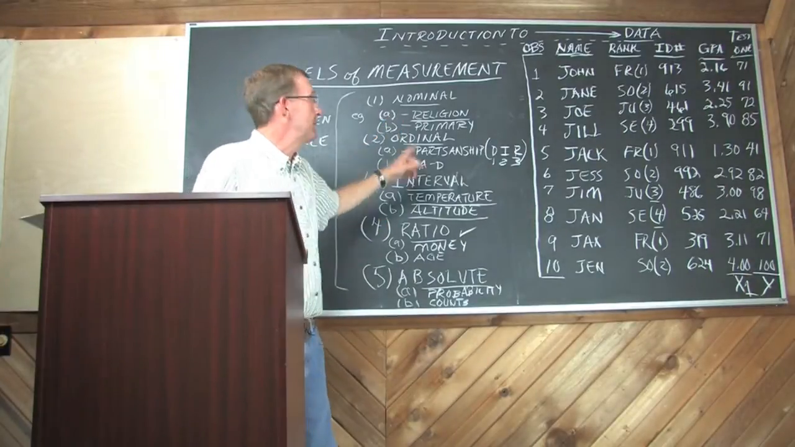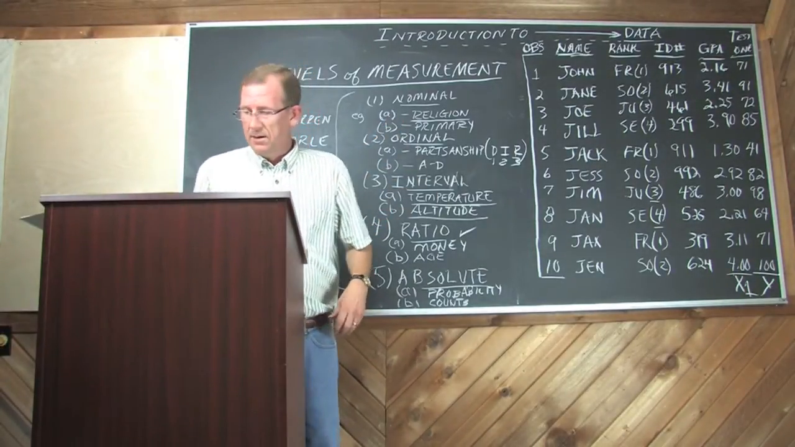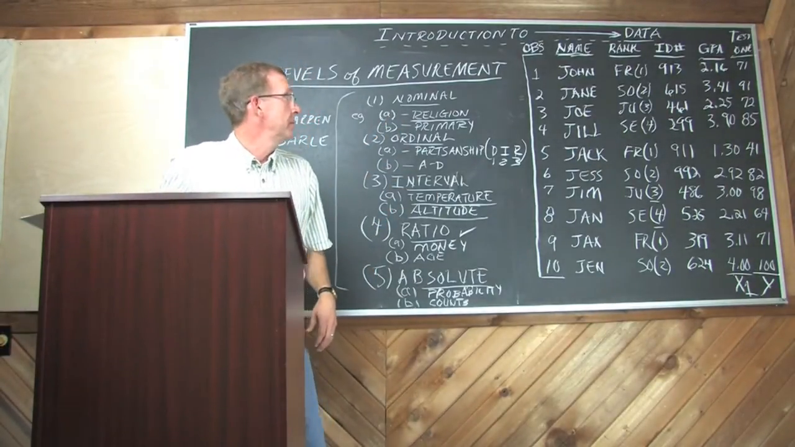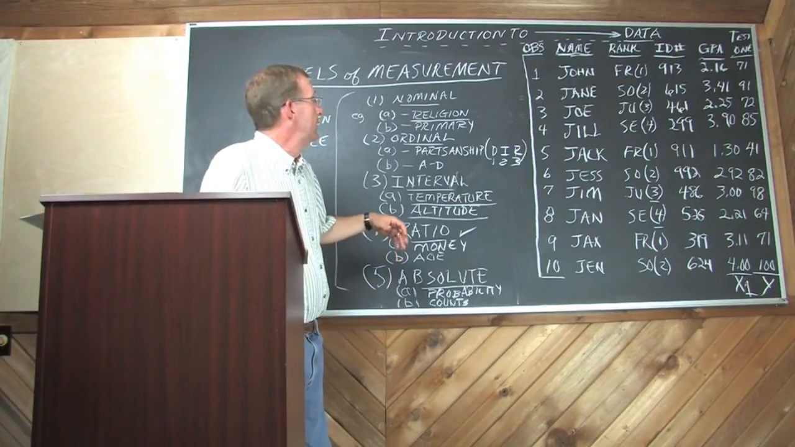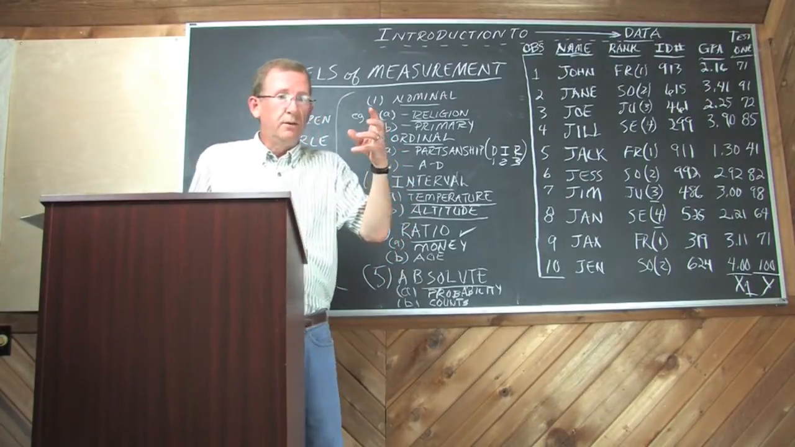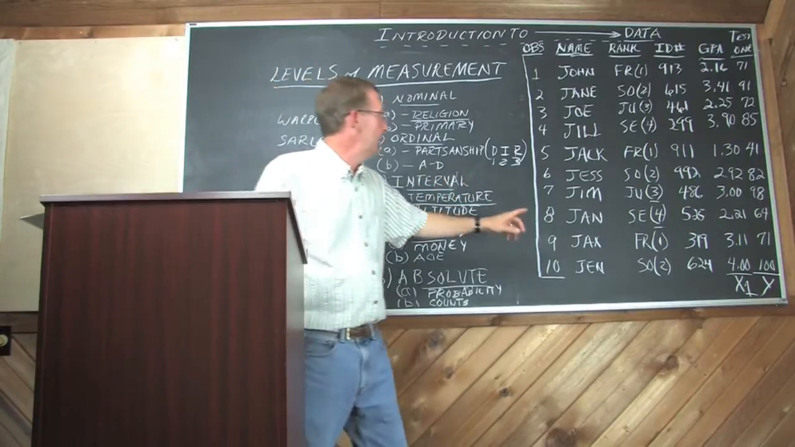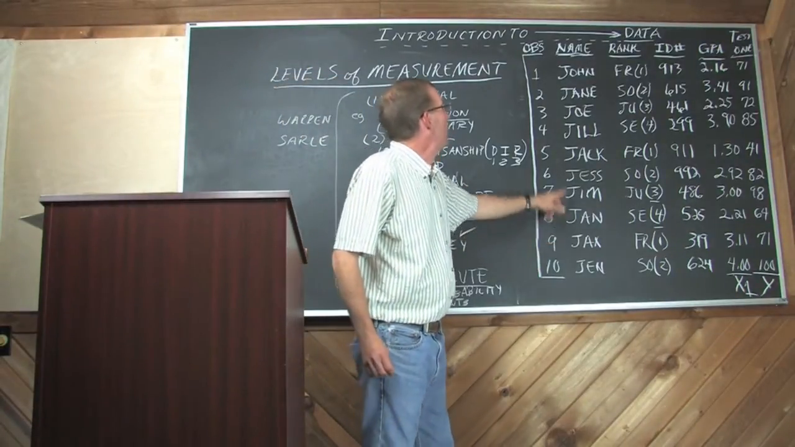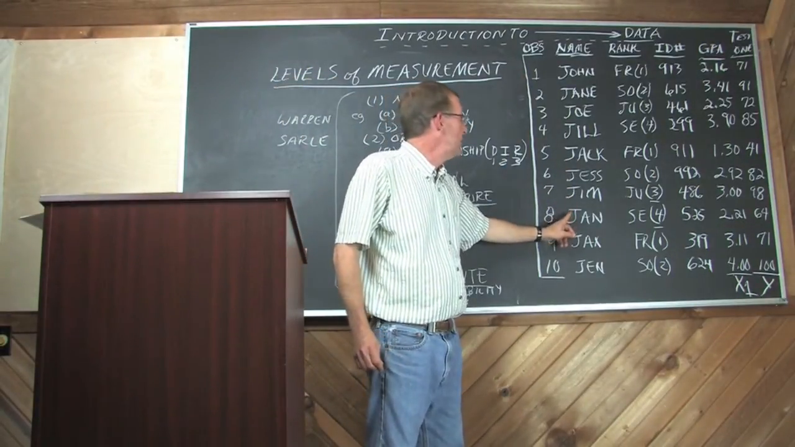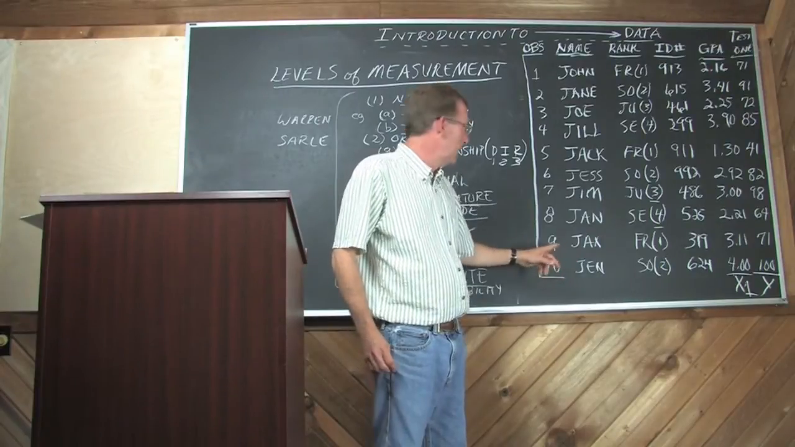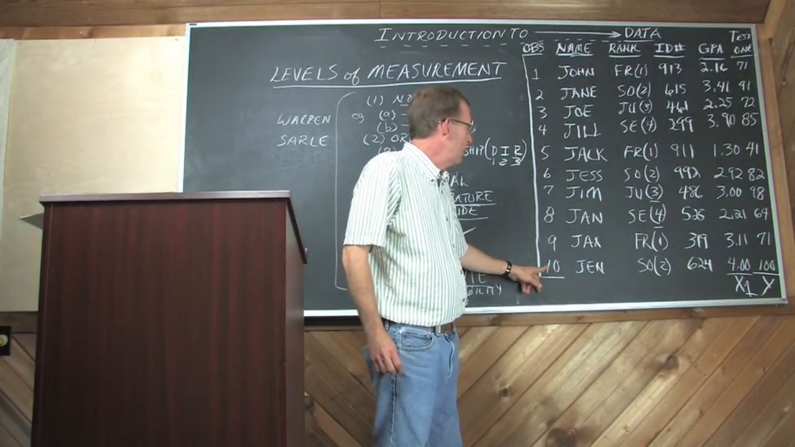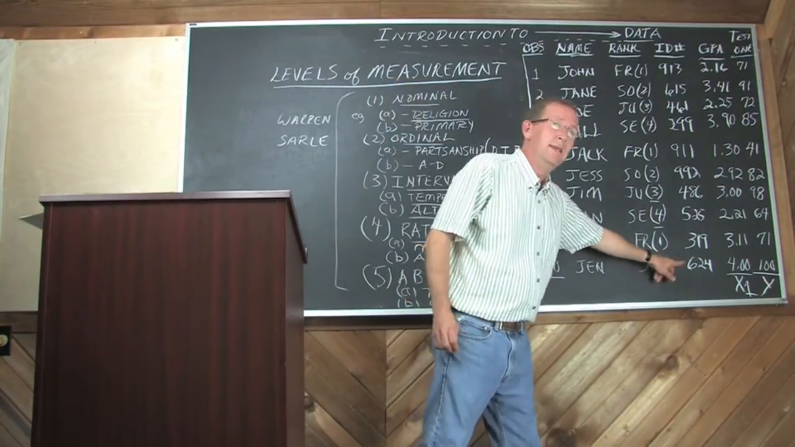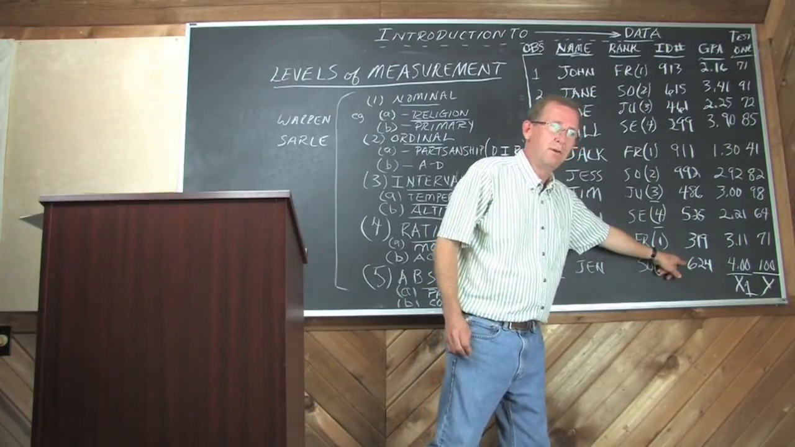And we're going to start down with the nominal level of measurement, and make the point that we give something a number. I've given here a number under obs for each name. There is no name repeated. Everybody has their own number. The same is true over here on ID number. Everybody has their own number.